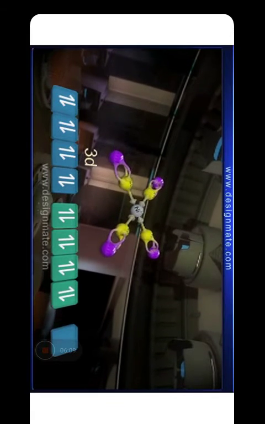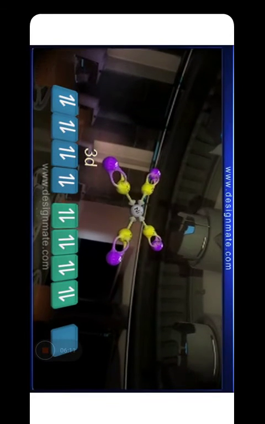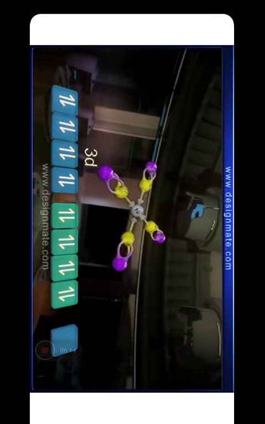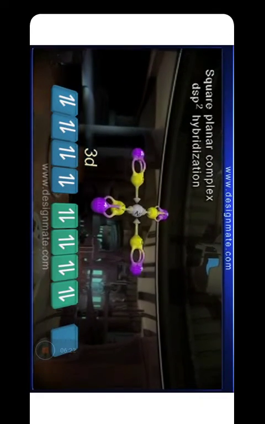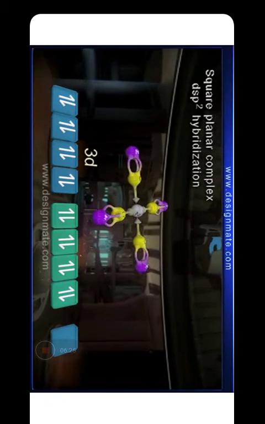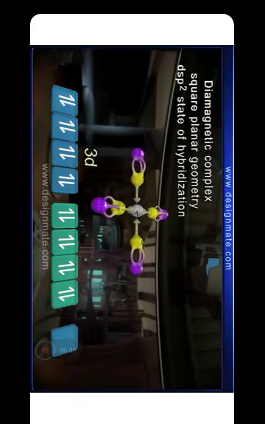The 4 cyanide ions donate 4 electron pairs to the Ni2+ ion, which get accommodated in these dsp2 hybrid orbitals. Ni(CN)4 2- ion, thus formed, has all its electrons paired. Hence, it is diamagnetic. This proves that Ni(CN)4 2- is a square planar complex with dsp2 hybridization. Summary: we have seen that Ni(CN)4 2- is a diamagnetic complex with a square planar geometry and dsp2 state of hybridization.